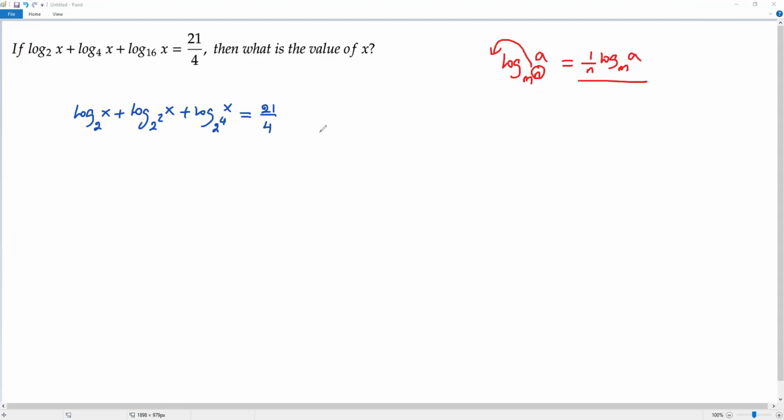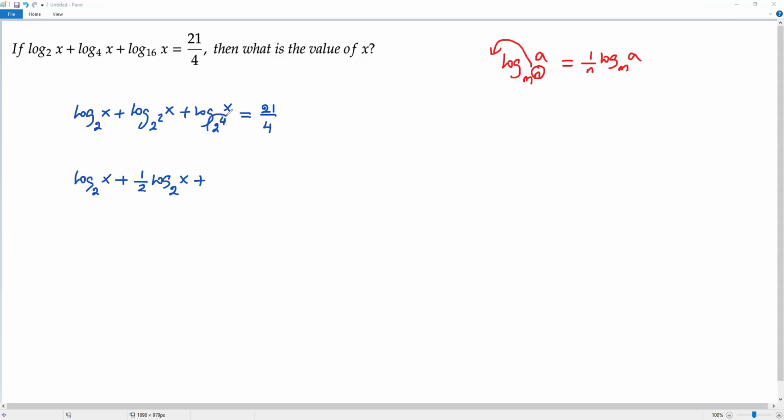Now, I am going to use this property in the second term and third term on the left side of the given equation. Okay, let me do it. Then we have log base 2 of x. I write the first term as it is. Here in the second term, the base of the logarithm is a power. So we can move this exponent 2 in front of the logarithm. In that case, we have to take the reciprocal of this exponent. The reciprocal of 2 is 1 over 2. Then we get 1 over 2 times log base 2 of x.